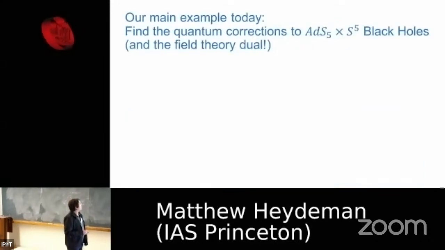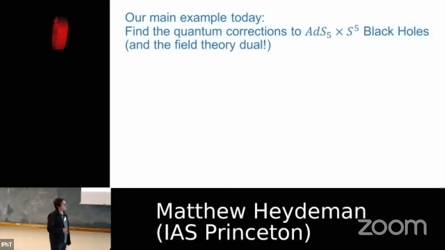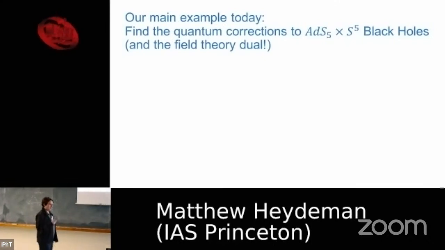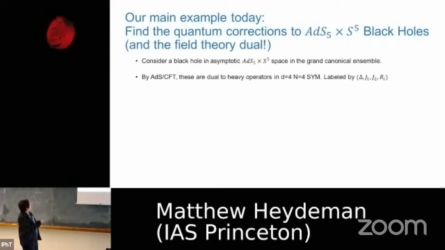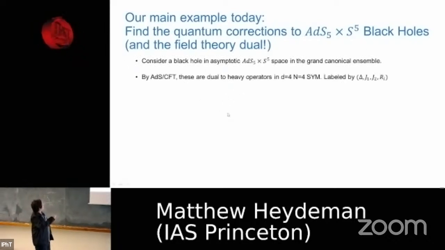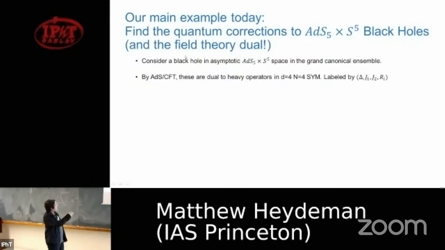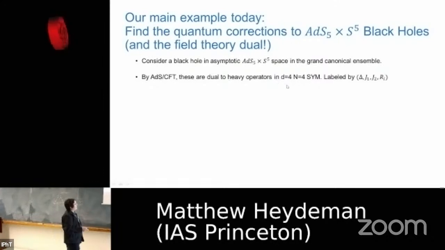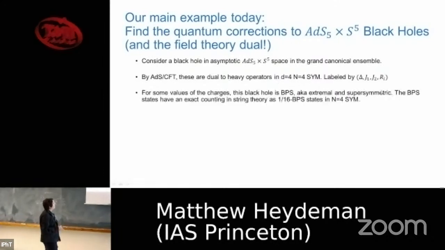Okay, so our main example today, we'll see how far we get through this, is the quantum corrections to black holes inside of AdS5 × S5, in particular the Gutowski-Reall black holes and the Chong, Cvetič, Lü, Pope black holes. Our plan will be to consider a black hole in asymptotically AdS5 × S5 space in the grand canonical ensemble. These black holes are supposed to be dual to heavy operators in N=4 super Yang-Mills, labeled by some quantum numbers.